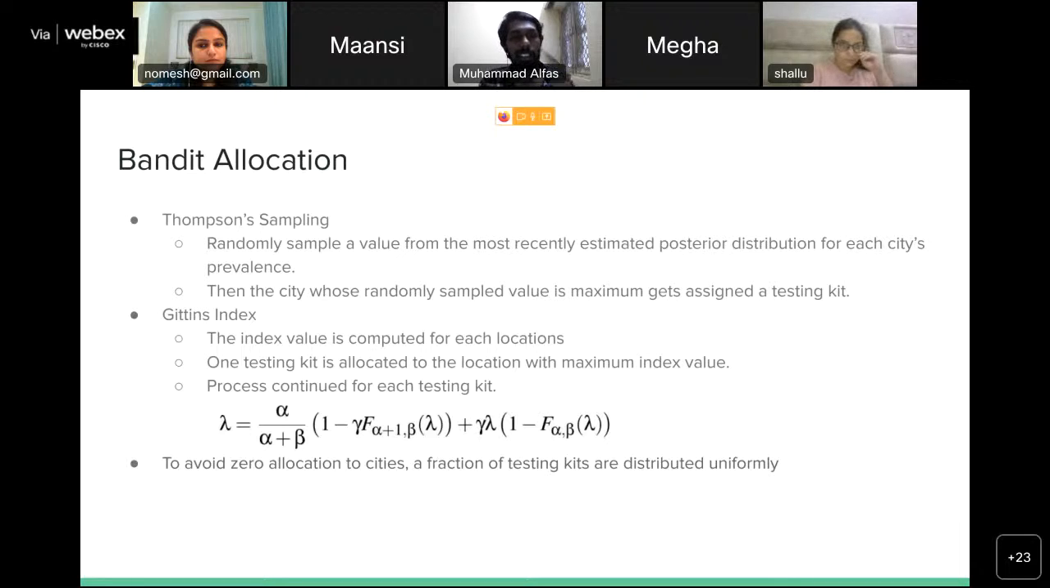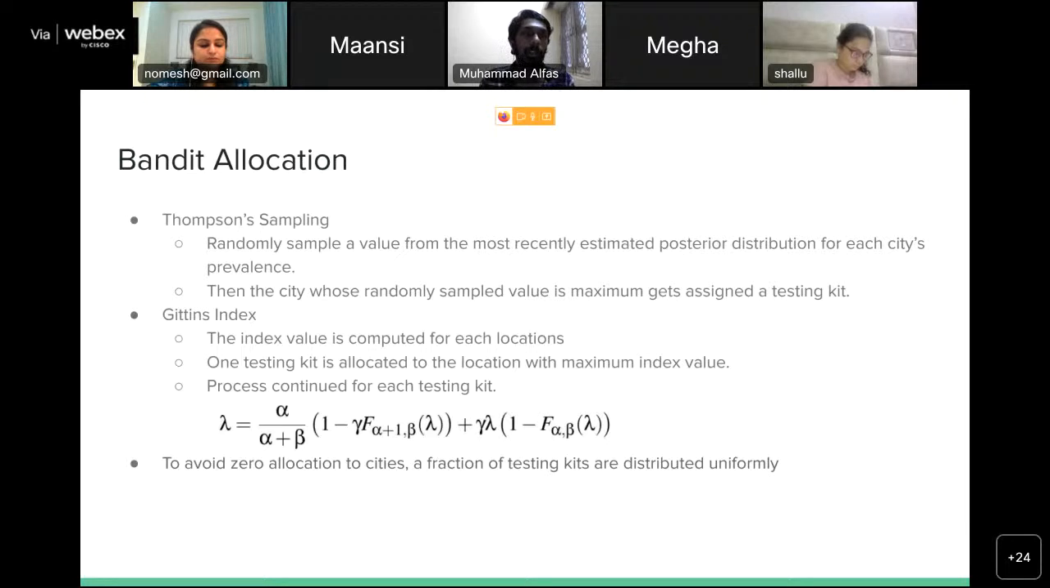And in Gittins index, the Gittins index has an equation, as we can see, where lambda is equal to alpha divided by alpha plus beta. In this equation, we have to find the value of lambda. Lambda is the Gittins index value. It's an equation that needs to be solved using a numerical optimization method. Here alpha and beta are the beta distribution parameters, capital F is the CDF of the beta distribution, lambda is the Gittins index, and gamma is a parameter of the Gittins index. We can vary the value of gamma from 0 to 1.